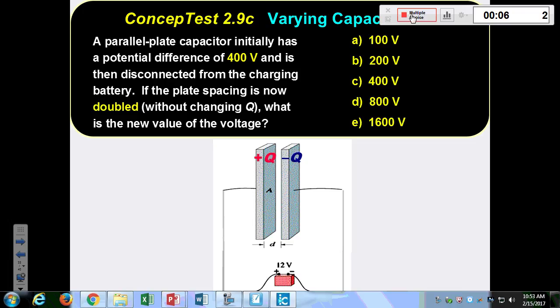Now I charge a capacitor with a battery of 400 volts, and then I disconnect it. That's the great thing about capacitors. You can charge them, and then you can disconnect them, and carry them away with you, and you have charge on this capacitor. Now, what if I double the plate spacing? What is the new value of the voltage?